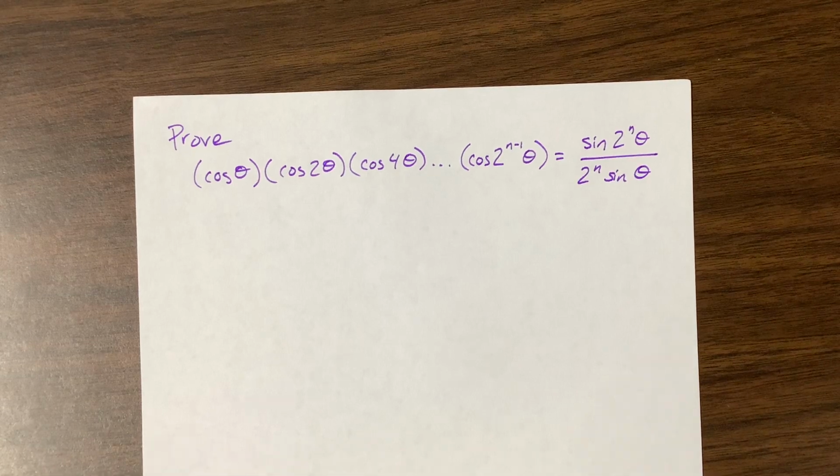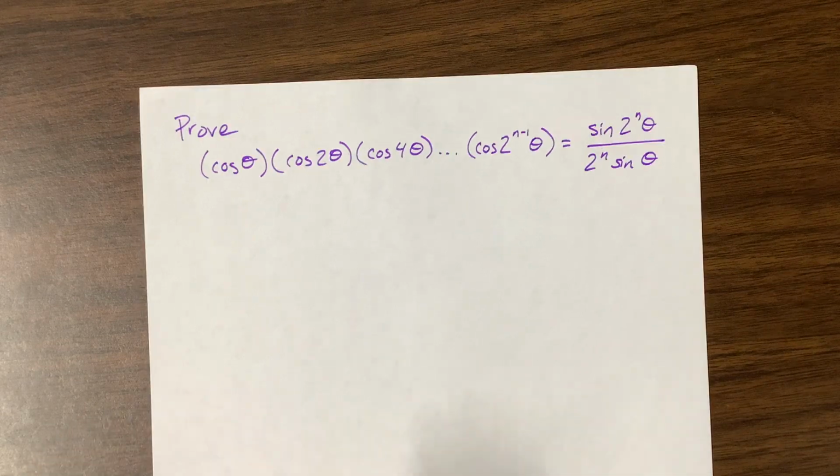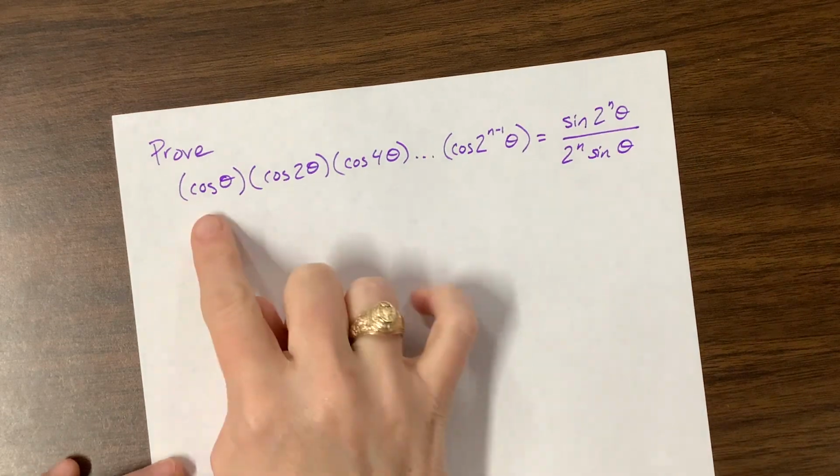Howdy, it's Miss Kosh. This proof is for my IB higher level kids. My pre-cal kids might enjoy watching it, but it's really beyond the scope of what AP pre-cal is going to ask you for. So they've told us here in this proof what happens.